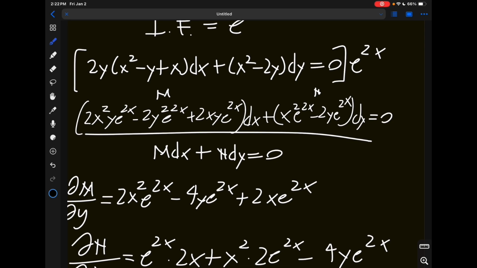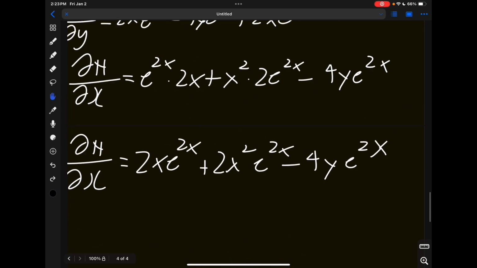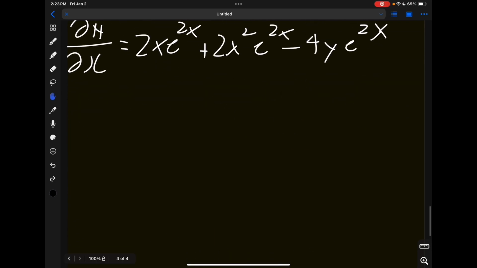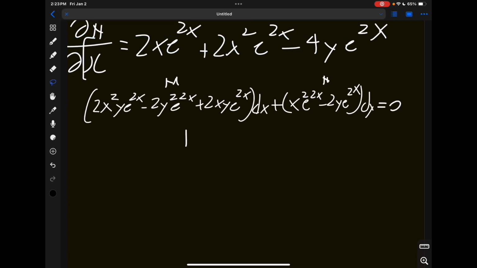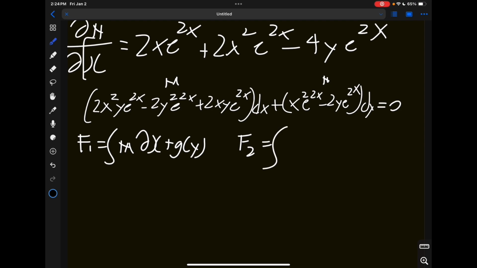Let me copy this to solve for the general solution. For the formula of the general solution, this is the result of exactness. Since our dE is now exact, this is the formula to solve for the general solution: f1 is the integral of M partial derivative of x plus g of y, and f2 is the integral of N partial derivative of y, plus f of x.